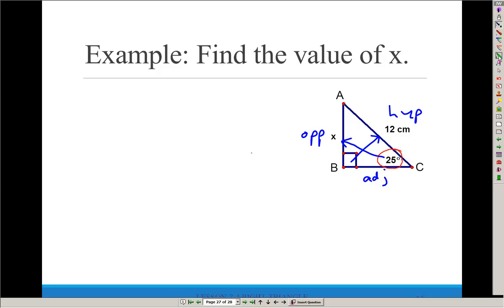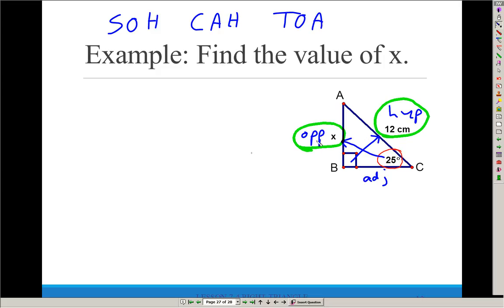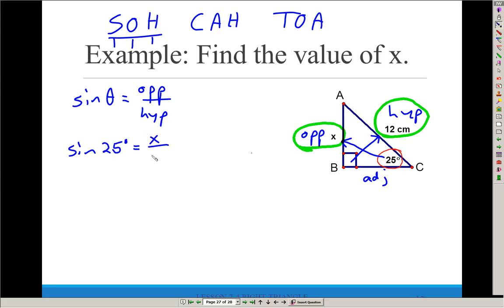And now we need to identify whether we use sine, cosine, or tangent. Since my sides are opposite and hypotenuse, I'm not using adjacent. Opposite and hypotenuse, well, think. Remember SOHCAHTOA? Which one uses opposite and hypotenuse? And that's sine. Sine of theta equals opposite over hypotenuse. So I'm going to use the sine equation. Sine theta equals opposite over hypotenuse. And now I'm going to substitute my values in. Sine of theta is 25 degrees equals opposite, which is x, over hypotenuse, which is 12.